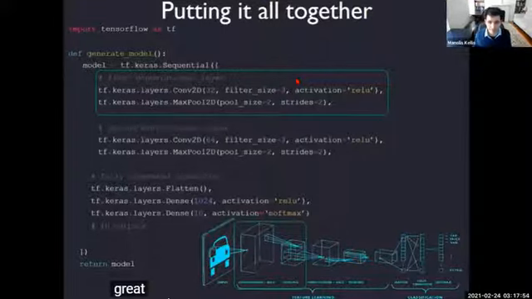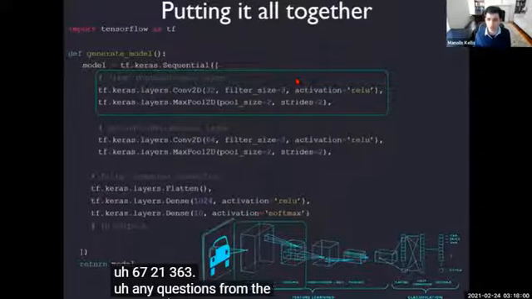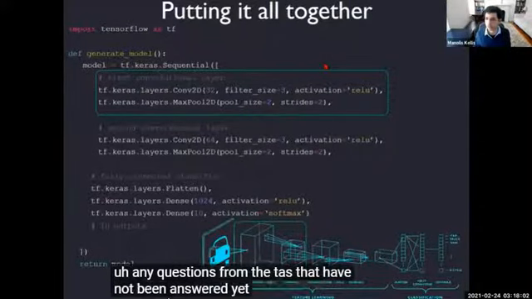Great. So 67, 21, 3, 6, 3. Any questions from the TAs that have not been answered yet?